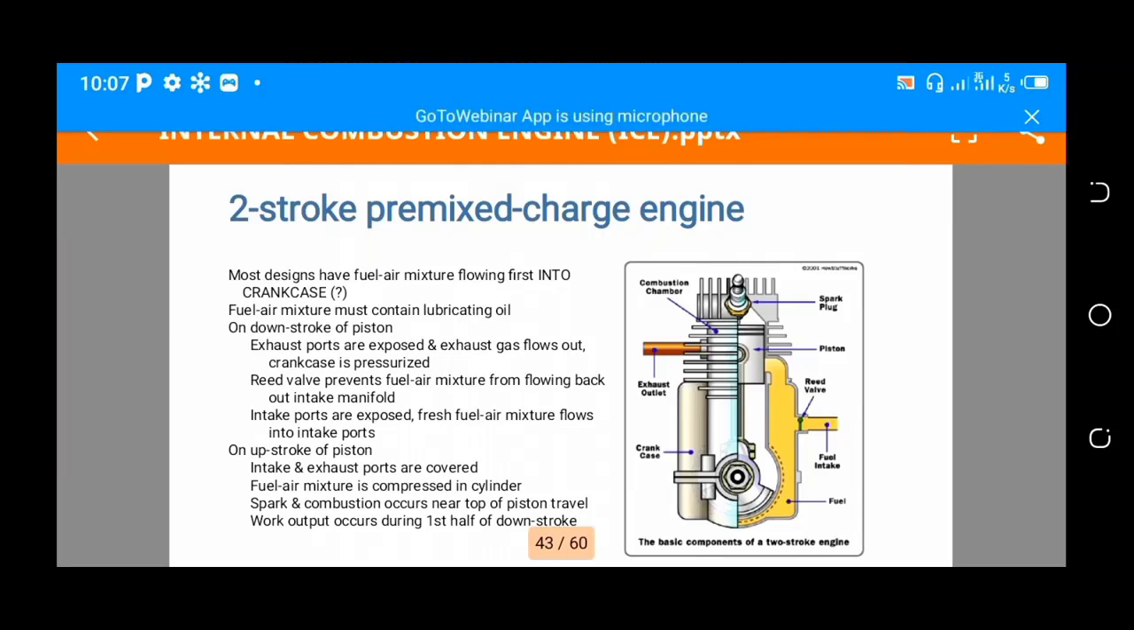How do we define the following terms? First of all, the induction, what does it mean? Now, the piston, which is the driver inside, is moving down. When the piston is moving down, the inlet valve is open, and air or an air and fuel mixture flows into the cylinder.